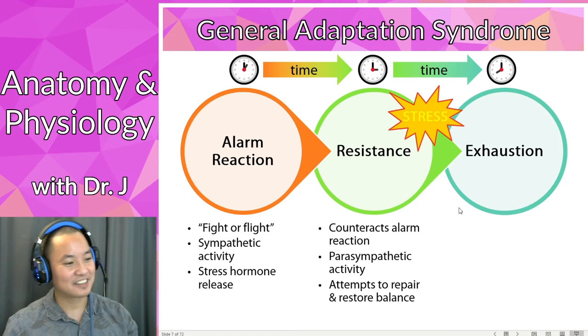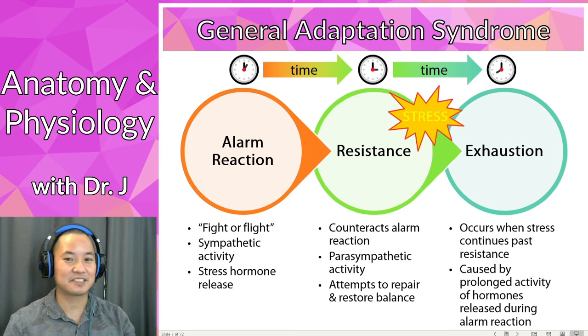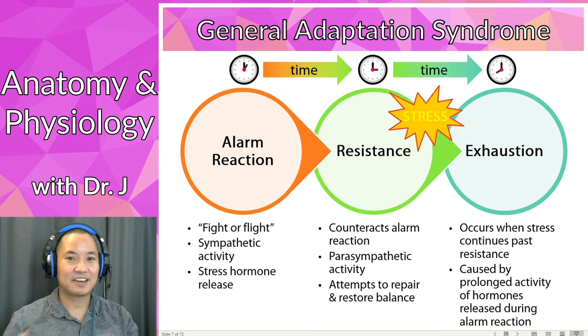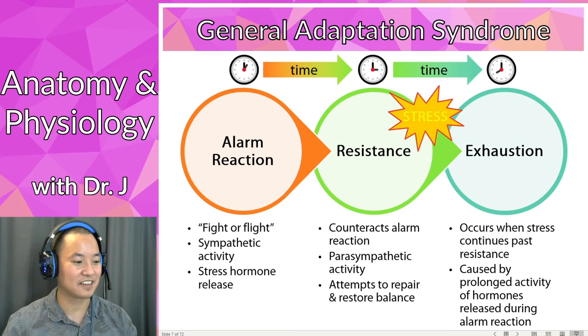But anyway, so the exhaustion phase. That's when the stress continues past resistance. When you have the general adaptation syndrome, it doesn't mean you'll necessarily go through all three phases. It depends on how long this stress lasts. And this is when the stress has gone past that resistance phase and it's really, really long and going on.